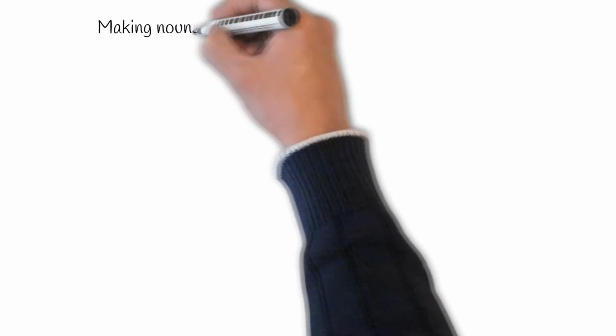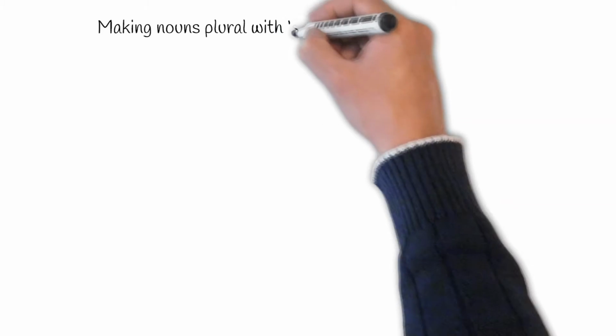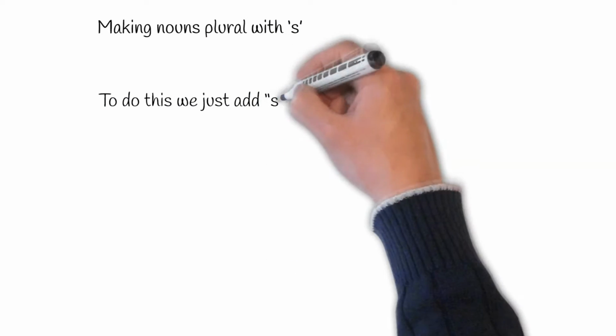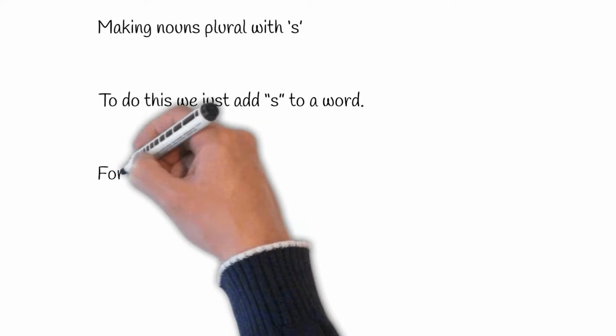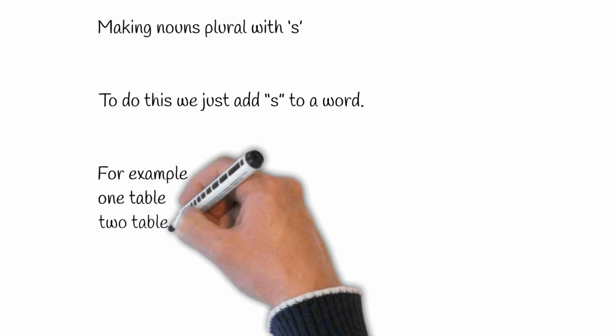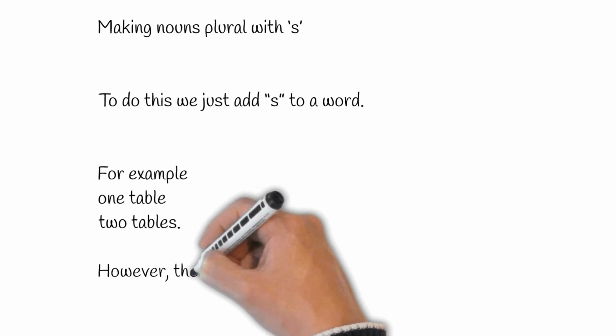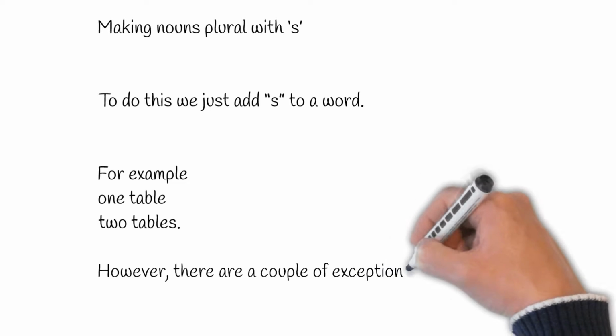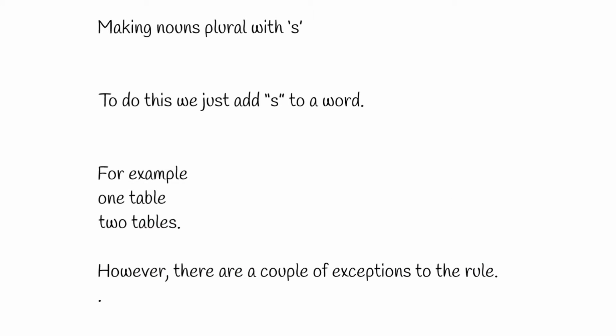Now, let's learn to make nouns plural. To do this, we just add s to a word. For example, to make the word table plural, we simply add an s at the end. Hence, one table becomes two tables. This is an easy concept. However, there are a couple of exceptions to the rule.